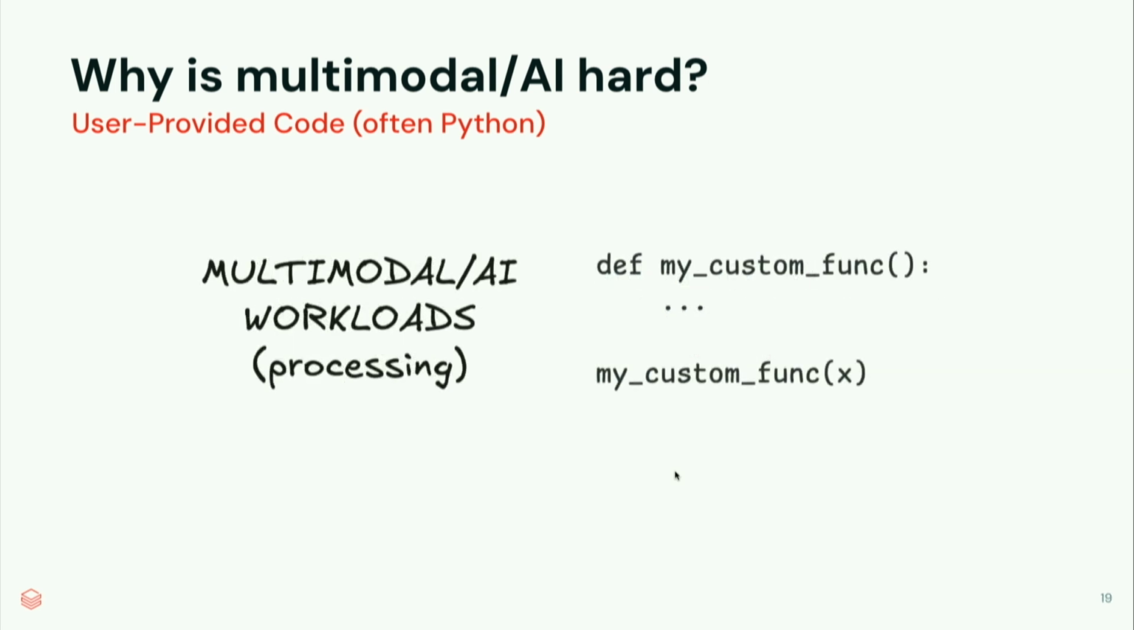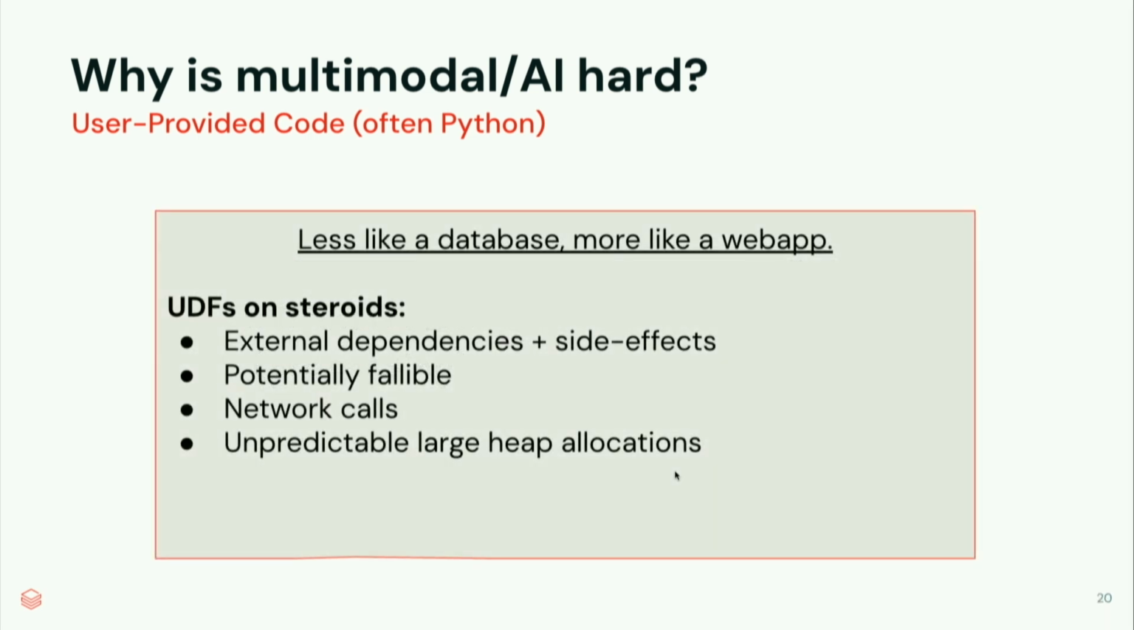In a multimodal AI workload, this is the norm, like not the exception, right? Users are going to come to you with their functionality and their functions, and you're expected to run them. And you're expected to run them without dying and like killing the entire job. That's very, very difficult. And so I make the argument here that like the system looks less like a database and more like a web app. In a web app, you're responsible for running user code. You're responsible for potentially fallible user code.